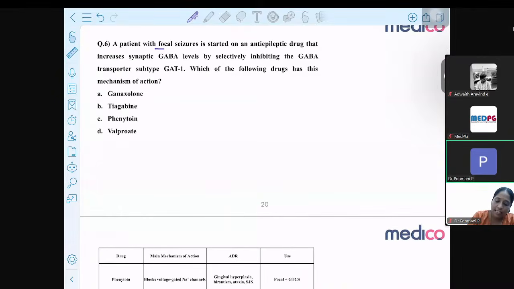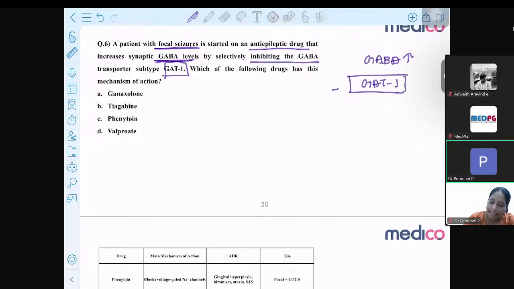A patient with focal seizures is started on an anti-epileptic drug that increases the GABA level. How is it increasing it? By selectively inhibiting GAT1. GAT1 is a GABA transporter. By inhibiting GAT1, it increases the GABA levels in the synapse. So they are asking which drug has this mechanism of action. Below this question, I have listed the complete list of anti-epileptic drugs, their ADRs, and mechanisms of action.